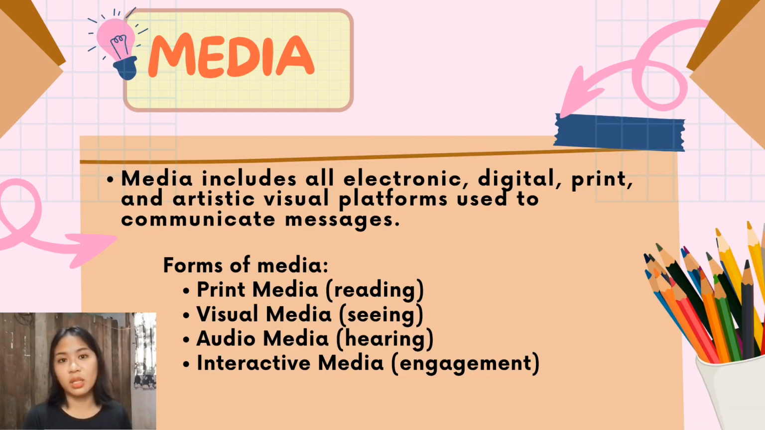You see, media is all around us, and it includes all electronic, digital, print, and artistic platforms used to communicate messages. It can be categorized into different forms, such as print media for reading, visual media for seeing, audio media for hearing, and interactive media for engagement. So basically, it includes newspapers, televisions, radio, the internet, social media, and even advertisements. So basically, media is any way that we receive or share information, and it can be in the form of text, messages, sounds, or interactive content.